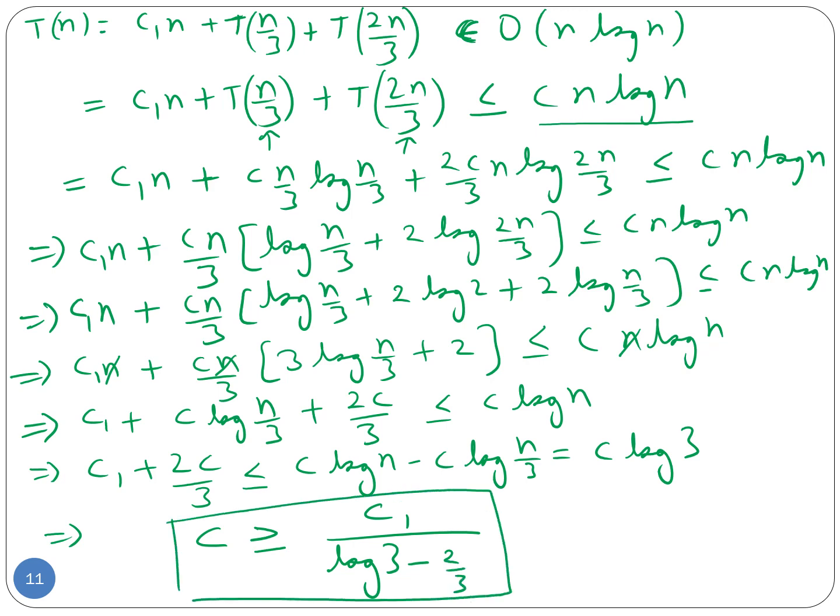Now this is going to be positive because if you're considering log base 2 of 3, this is going to be greater than 1. This term is going to be greater than 1, and 2 by 3 is smaller than 1, right? So this quantity on the right hand side is going to be positive, which basically shows that the recurrence that we came up with was O of n log n.